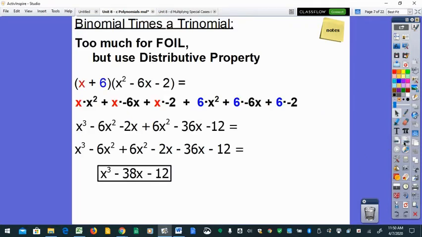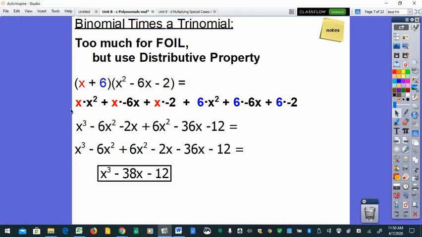Let's just kick it up a notch this time. And instead of multiplying 2 binomials, we're going to multiply a binomial times a trinomial. It's too much for FOIL. So basically, we're going to take that x and distribute it to all 3 terms in the quadratic trinomial. And then we're going to go back and take that 6 and multiply it by all 3 terms in the quadratic trinomial. And that's kind of what you see me doing here.